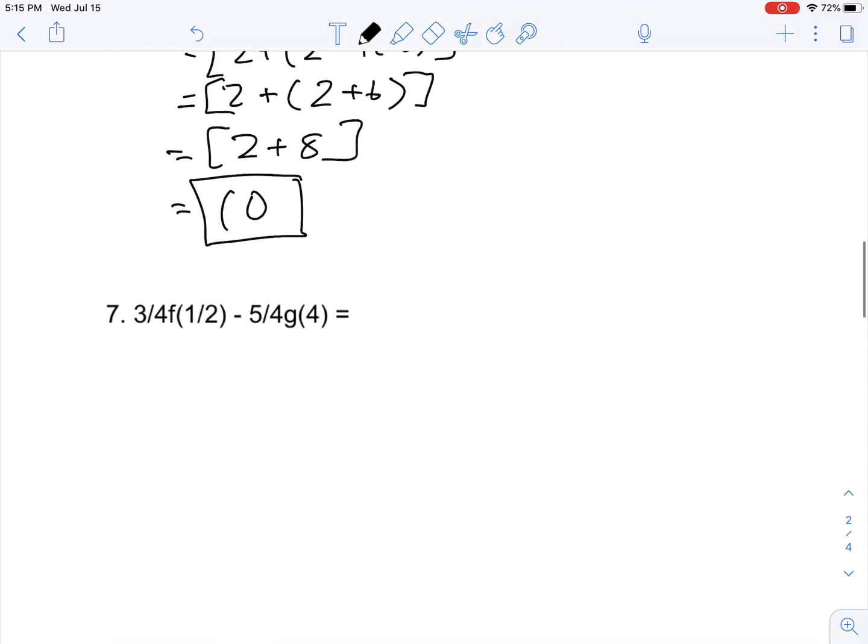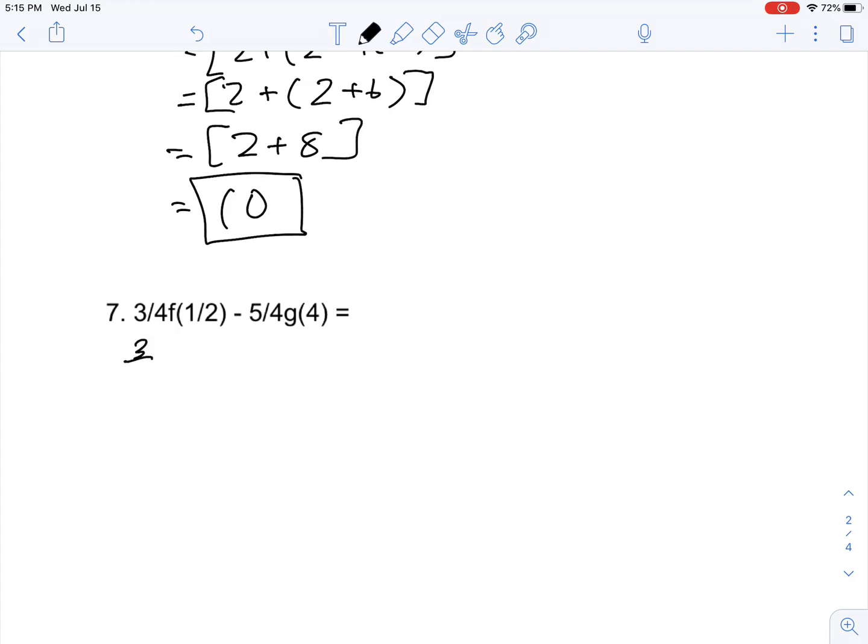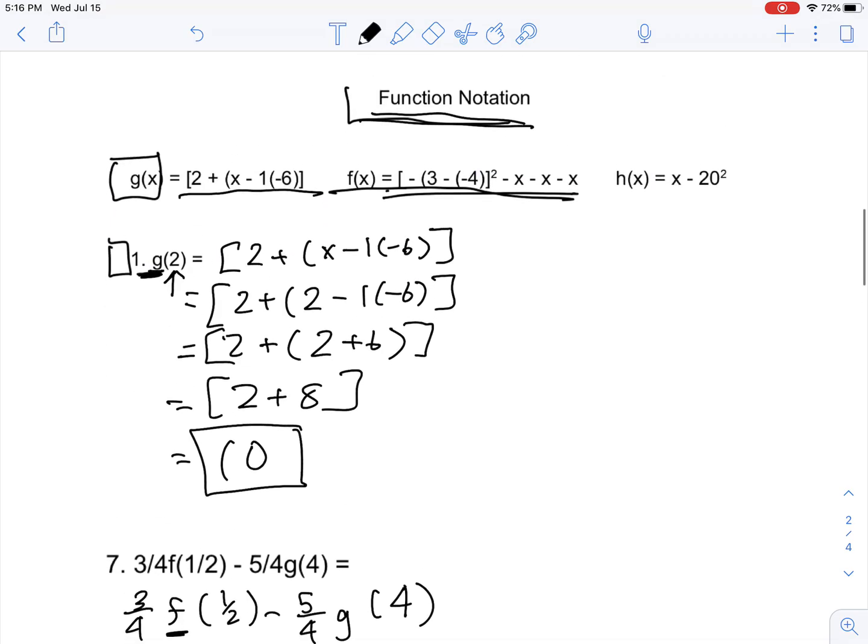Moving on. Now, this is 3/4 f of 1/2 as an input using the f equation, and 5/4 g using the g equation with the input 4. So it's best to start one by one, especially with long equations like this. So let's start off with function f.